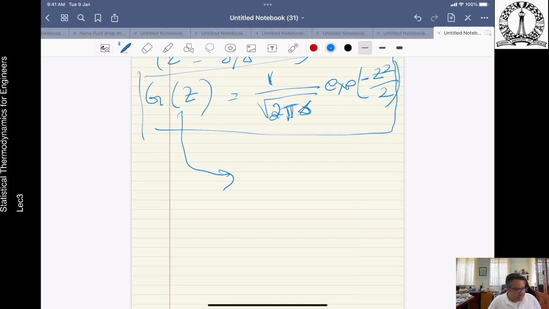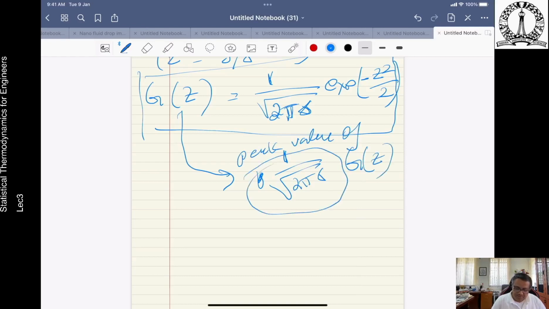unlike many of the cases for discrete binomial or Poisson distributions, this Gaussian distribution indicates that the peak value of g is always at 1 over root 2 pi sigma. So this is always where the peak value of g is given by this. Okay. So the Gaussian distribution is shown to be a satisfactory approximation of the binomial distribution if your np is greater than 5 and nq is also greater than or equal to 5.